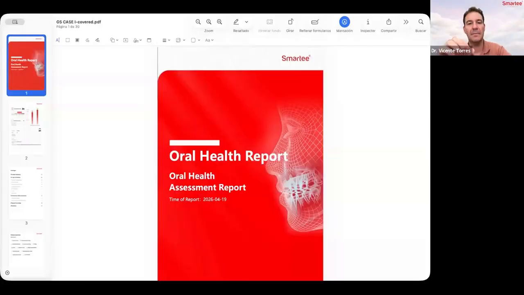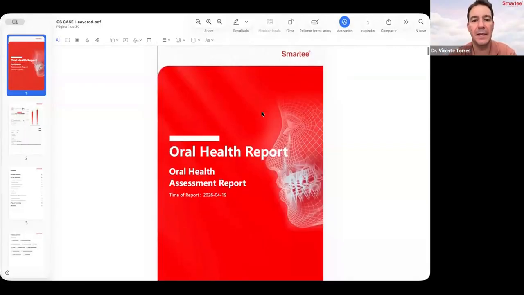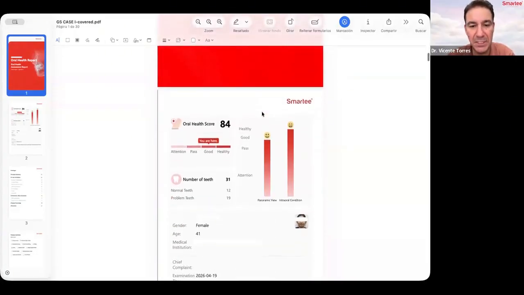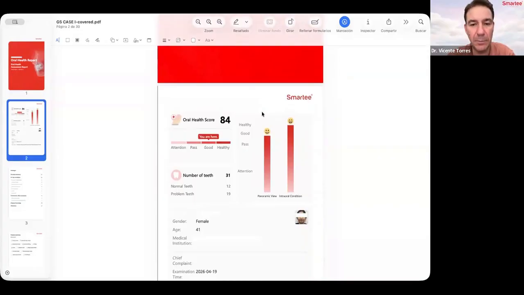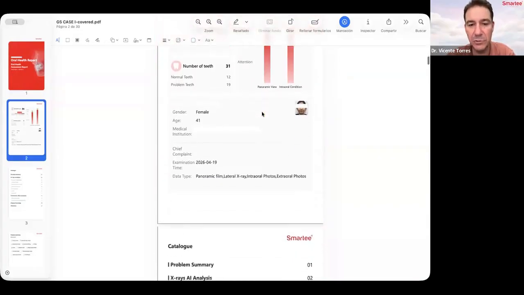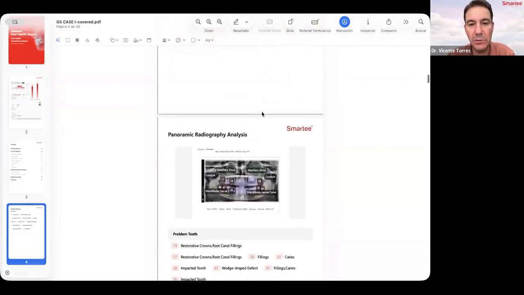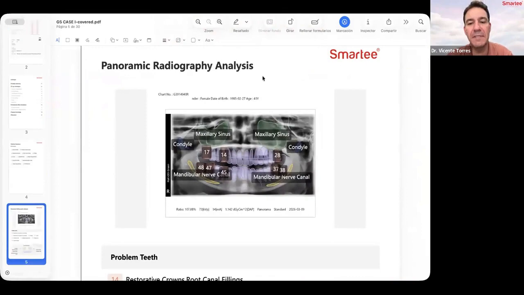Okay, so I'm going to show you that case. Give me one second, I'm going to share it. That case is for a doctor. Well, you know that in Smartee we have this amazing tool, the oral health report. In the oral health report, you can upload the pictures of the patient, the cephalometry, the orthopantomography, and in 3-4 minutes you have the whole report. So we're going to go to the orthopantomography.